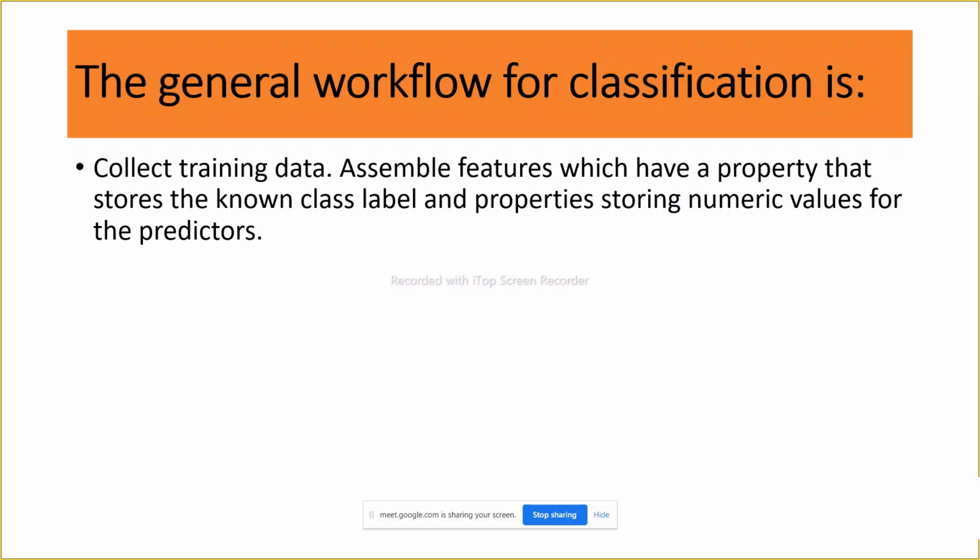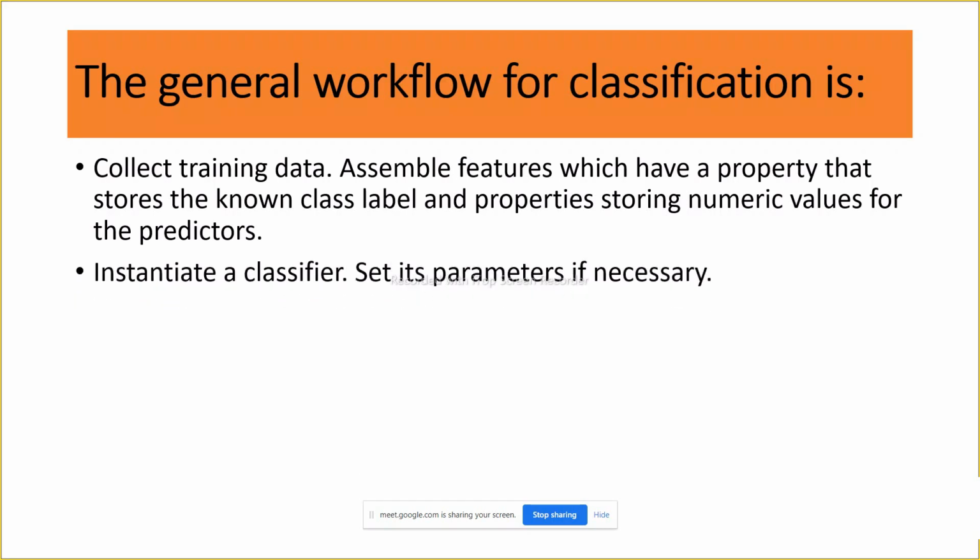When you work with supervised classification, you collect the training points and assemble features which have a property that stores the known class label. You need to select the class label when you get the training points, as well as store the property name, a property storing the numeric values for the predictors. I will also show you how you can easily collect the training points, get the class label, and store the property with numeric values.